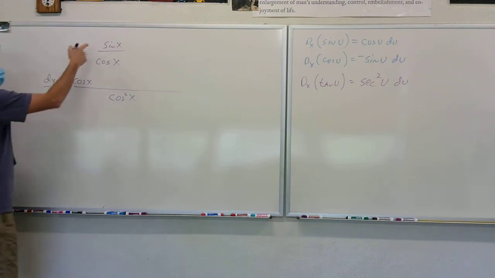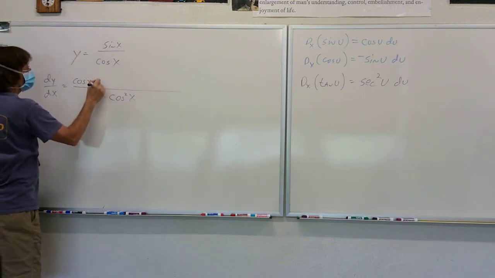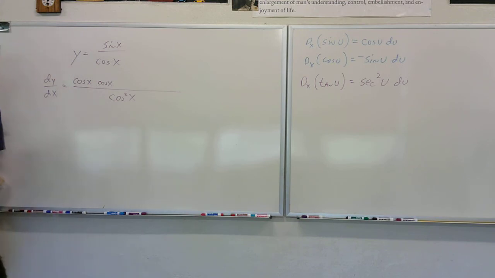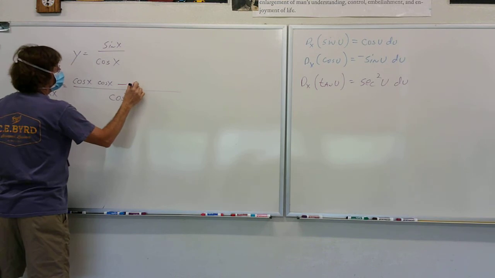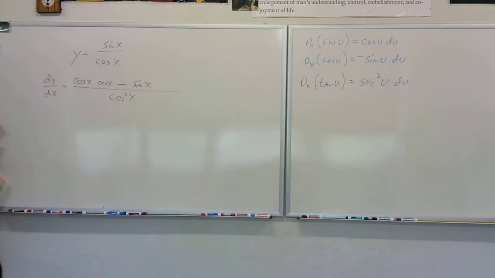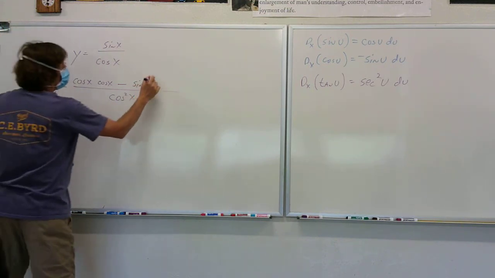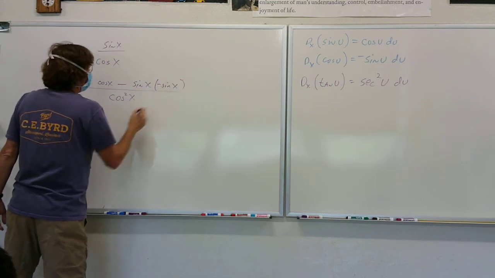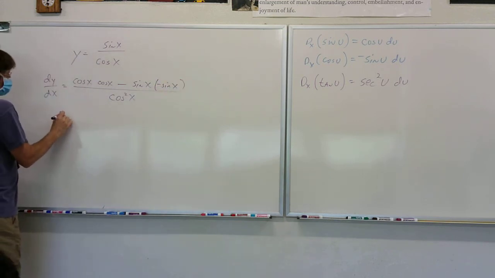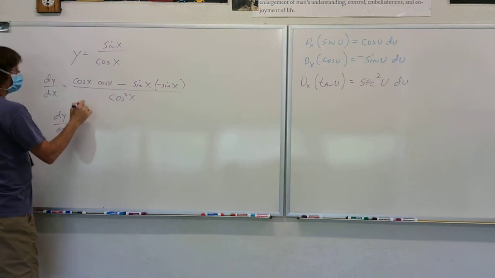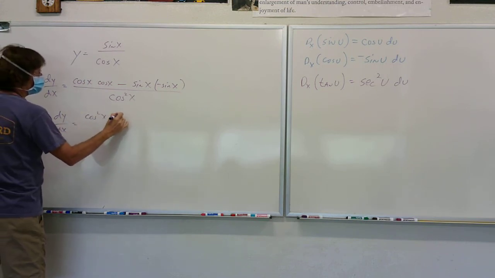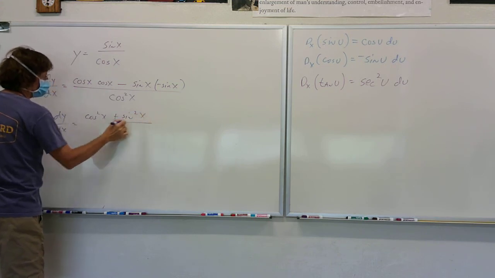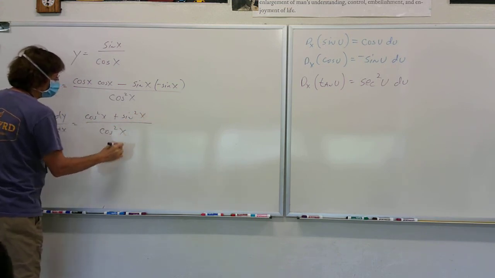Then you take the derivative of the numerator. And what's the derivative of sine x? Cosine x. Minus, you write the numerator down. Then you take the derivative of the denominator. And what's the derivative of cosine x? It is what? Negative sine x. And so then you get cosine squared x plus sine squared x over cosine squared x.